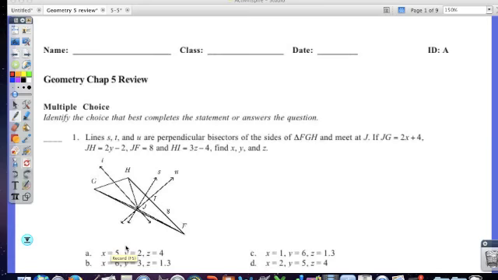Lines ST and U are perpendicular bisectors of the sides of triangle FGH and meet at J. If JG equals 2x plus 4, JH equals 2y minus 2, JF equals 8, and HI equals 3z minus 4, find x, y, and z. So, according to the definition, a bisector divides a line segment into two equal parts, so it will be equal on both sides.